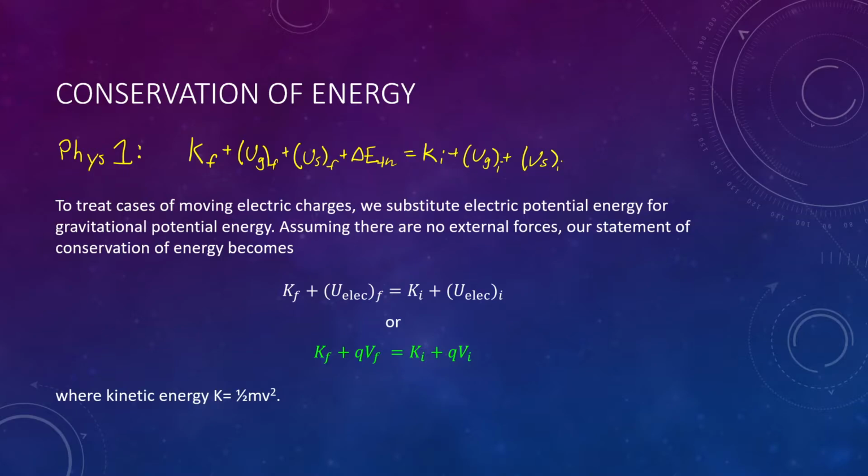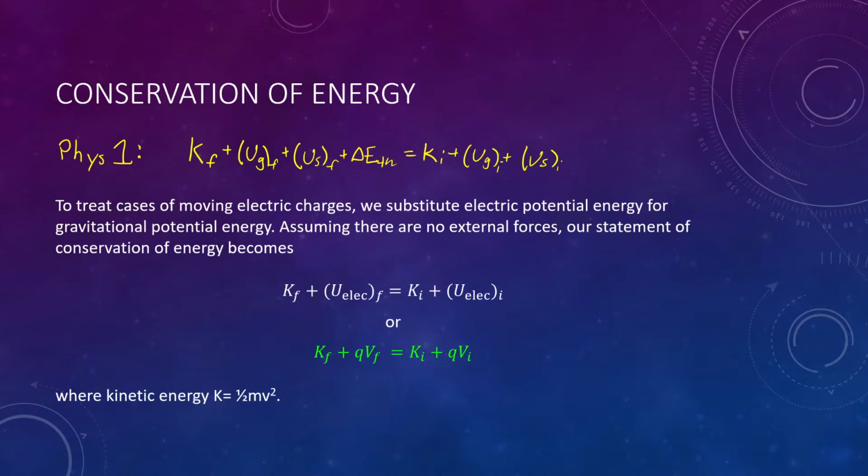Gravitational potential energy means an object moving up or down, essentially. Well, we're not really talking about charges necessarily flying up or down through space. So there's not really any gravitational potential energy that we have to worry about. U_S is spring potential energy, if you're compressing or expanding a spring. Well, we're not dealing with springs when we're talking about charges.